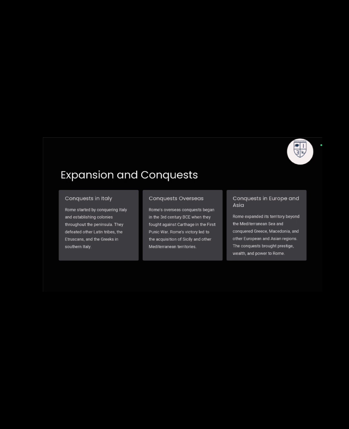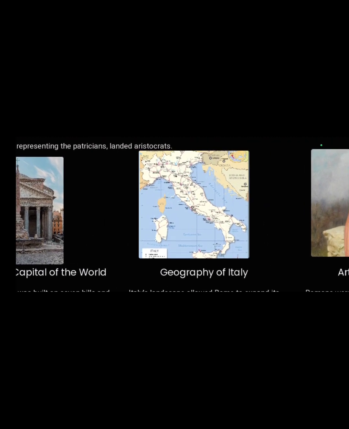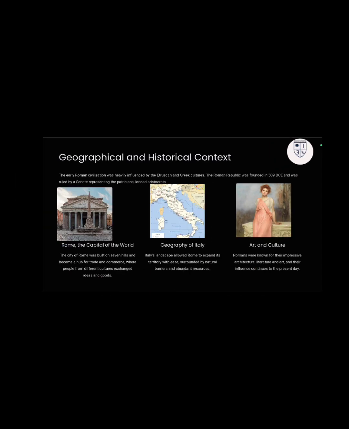Expansion and conquests. Conquest in Italy. Rome started conquering Italy and establishing colonies throughout the peninsula. As I showed you over here, Italy has a larger area of peninsula and less area of land, having a larger amount of peninsular region and a lower amount of region in mainland Europe.